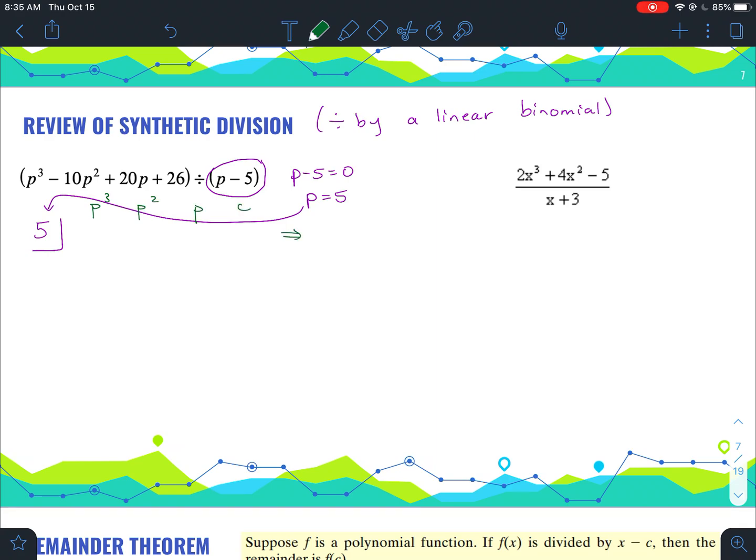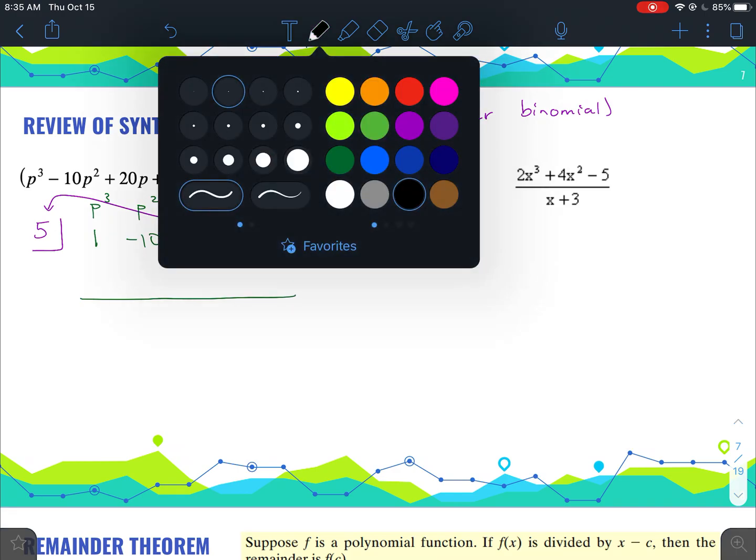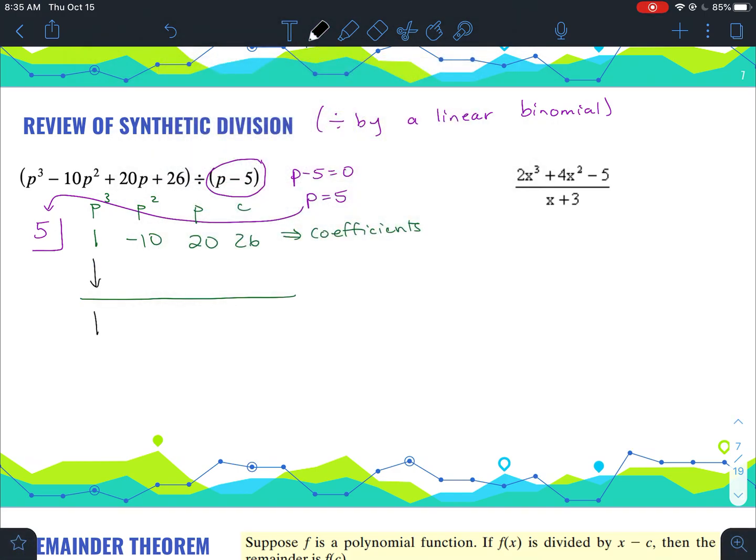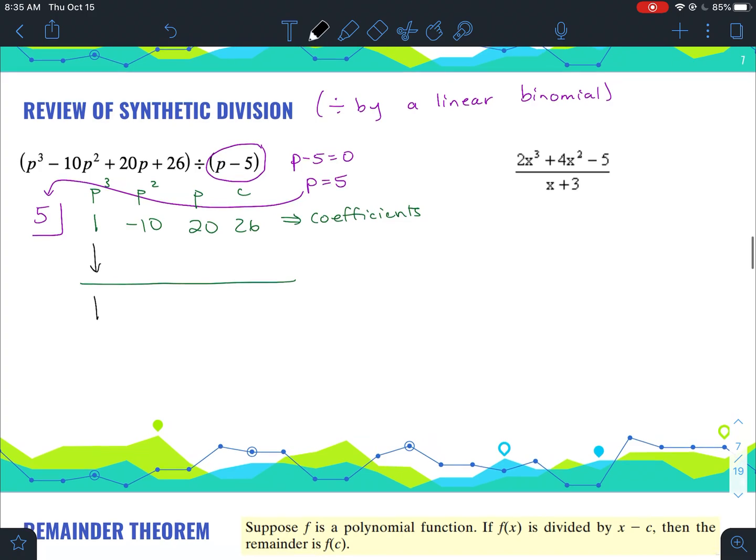And then you list out the coefficients. So this row right here are going to be the coefficients of those in the problem. I have 1p cubed, negative 10p squared, 20p, and then 26 is my constant. And then you leave a space. And then the first term just drops down, so I'm going to drop down that 1. And then you take that number and multiply it by the house number. So 1 times 5 is 5. That 5 is going to go in the next column, underneath the negative 10.